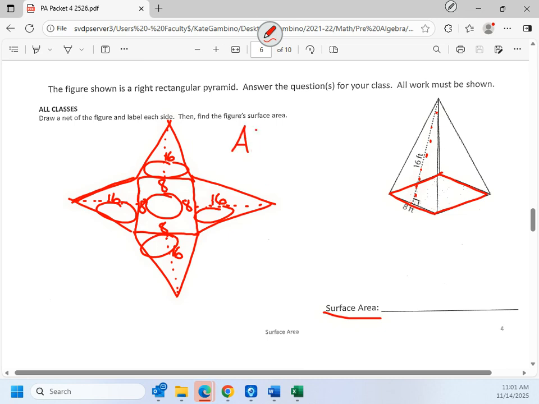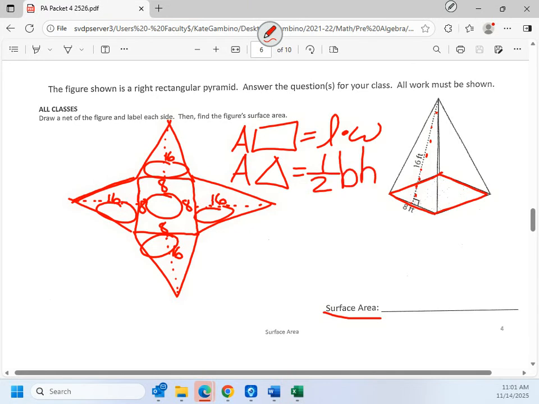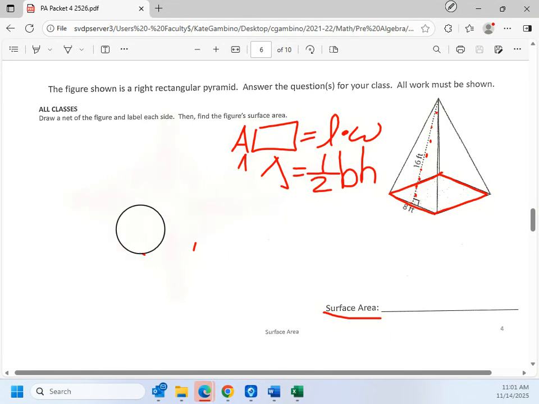So just a reminder, the area of that rectangle is length times width. The area of a triangle is 1/2 the base times the height. So remember, base is that bottom. The height is going from the base to the tip. Don't forget, it's 1/2 base times height. That's important. Add all of them together for that surface area.